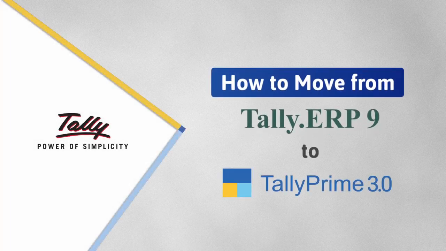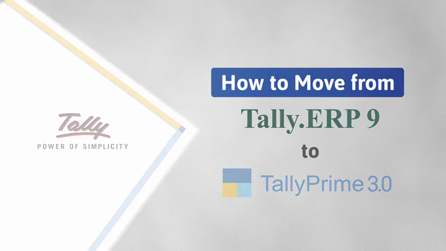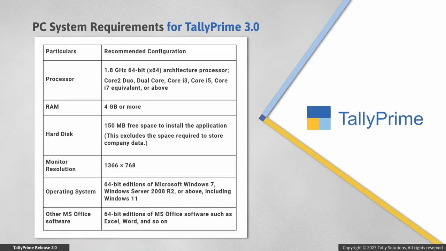In this video, we will look at the process to move from Tally.ERP 9 to TallyPrime 3.0 and use existing license and data. Ensure the following are in place before you start the upgrade to TallyPrime. You need to have 64-bit Windows operating system with the recommended configuration shown in the table.